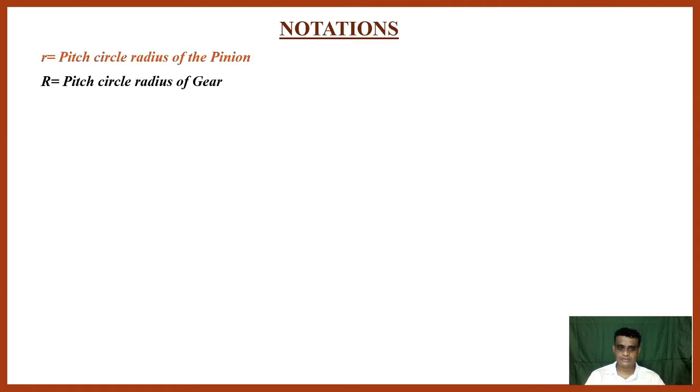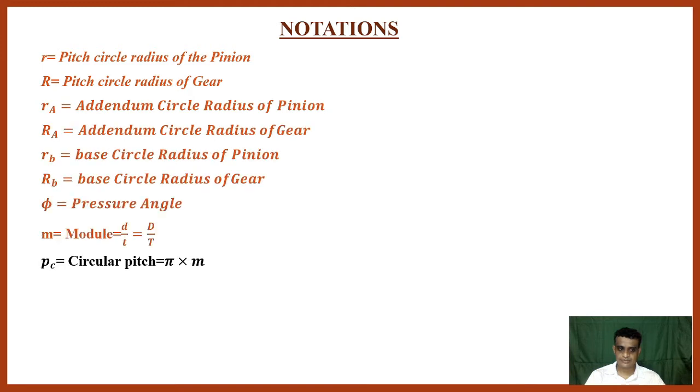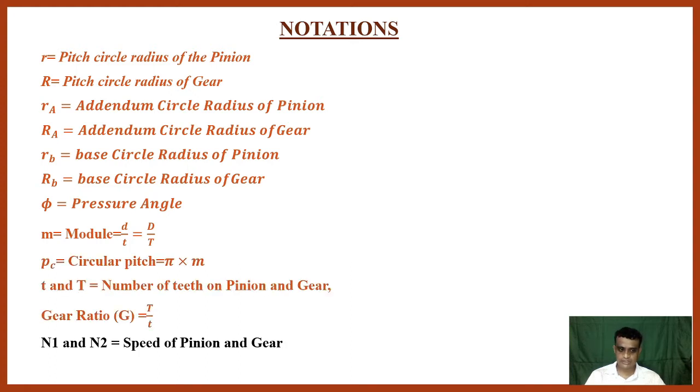Now we'll consider some notations: pitch circle, pinion, gear, addendum circle radius, base circle radius, module. In the case of spur gears, to mesh two spur gears, they must have the same module. If they have the same module, they also have the same circular pitch, number of teeth, gear ratio, and speed of the pinion and gear. Here we are considering one term, the pinion: where the smaller gear is the driver, it is called the pinion, and the driven gear is called the gear. But when the larger gear is the driver and the smaller gear is the driven gear, in that case both are called gears.